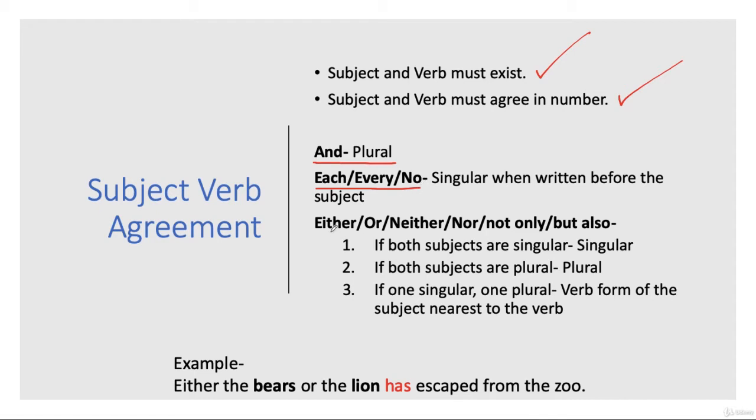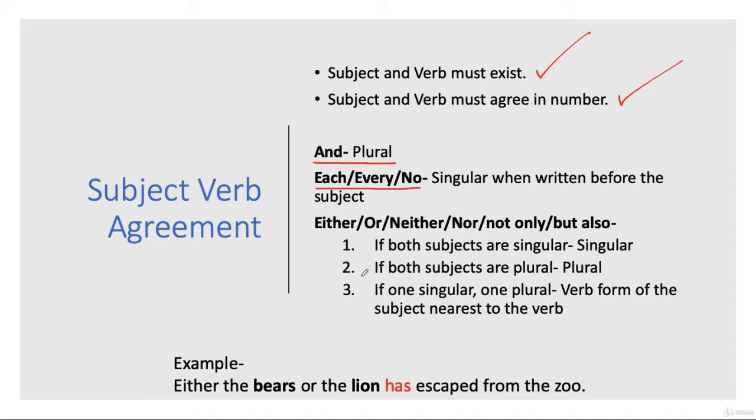And the final case is whenever you have either or, neither nor, not only, and but also. In these situations, you have a case. Case 1 is if both subjects are singular, the verb is singular. If both subjects are plural, the verb is plural. And if one subject is singular and one is plural, the verb takes the form of the subject nearest to that verb. To understand it more clearly, I have an example.